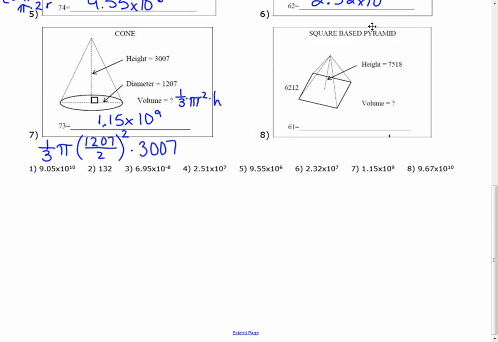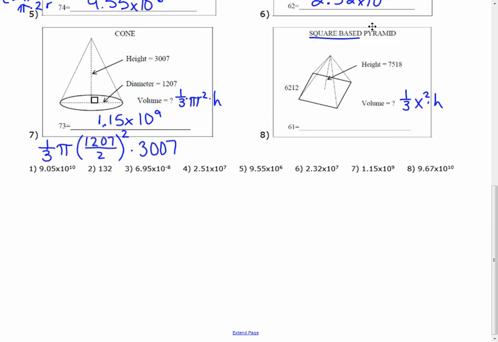Square base pyramid is the same concept as our cone, and that if we had a rectangular prism, 1/3 of that prism is our pyramid. So we have 1/3 area of the base. It's a square base pyramid. So I'm just going to call the side of that square x. So x squared is the area times the height.